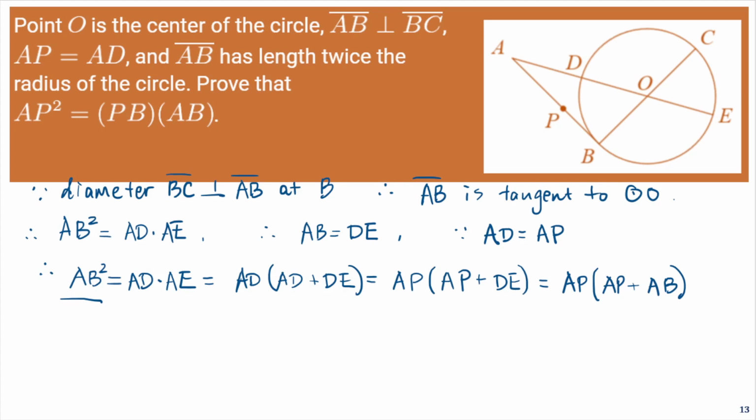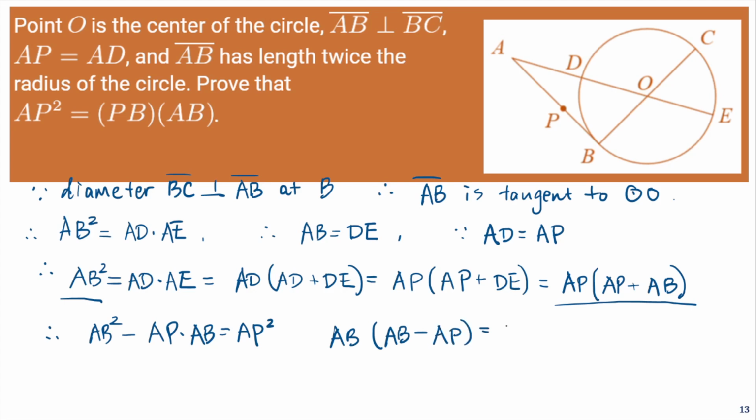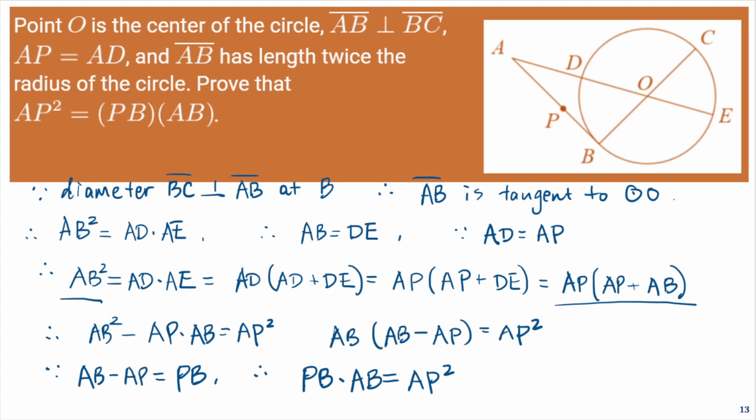Expanding and rearranging, AB squared equals AP times AP plus AB gives us AB squared minus AP times AB equals AP squared. So you can actually factor that to AB times AB minus AP equals AP squared. So because we have AB minus AP equals PB, then we have the desired expression PB times AB equals AP squared, right? Any questions?